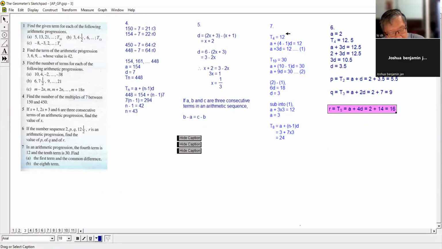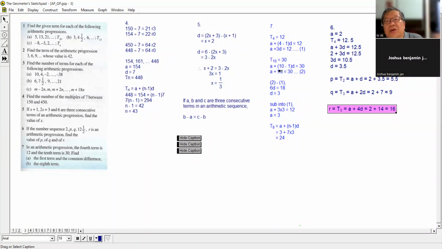From the symbol, we have to change into formula. The formula is A plus n minus 1 D. Very good job. So from there, you can form one equation. Next, they tell you the 10th term is 30. So T10 is 30. So again, you write in symbol.